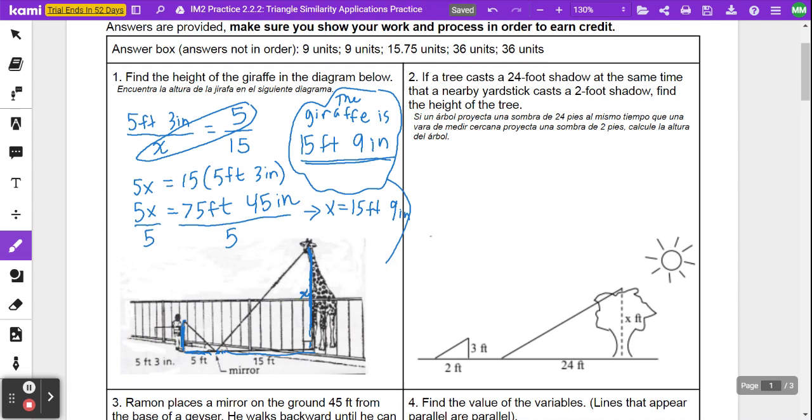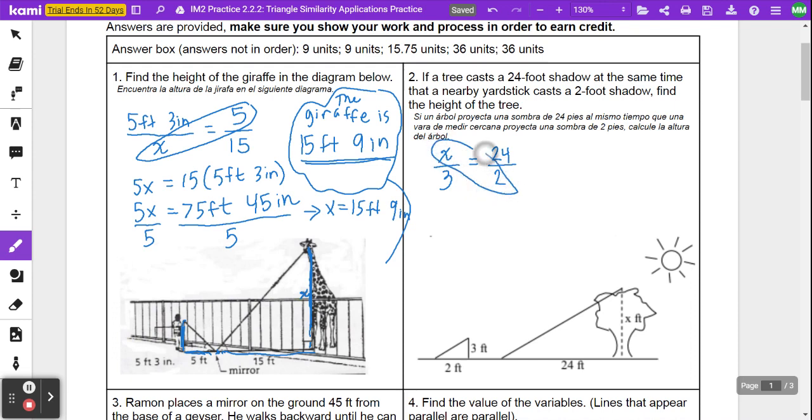Number two, if a tree casts a 24-foot shadow at the same time that a nearby yardstick casts a 2-foot shadow, we're going to find the height of the tree. So again, we have a problem with similar triangles, and corresponding parts of similar triangles are proportional. So I'm going to set up a proportion. I'll take the height of the tree and divide it by the height of the stick, because those parts correspond. Set that equal to the distance of the tree's shadow divided by the distance of the stick's shadow.